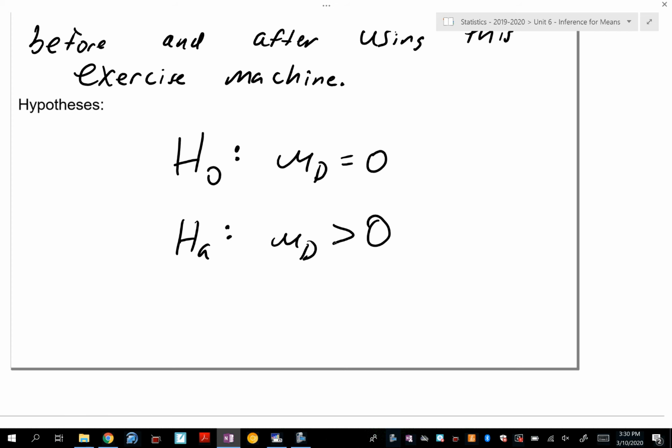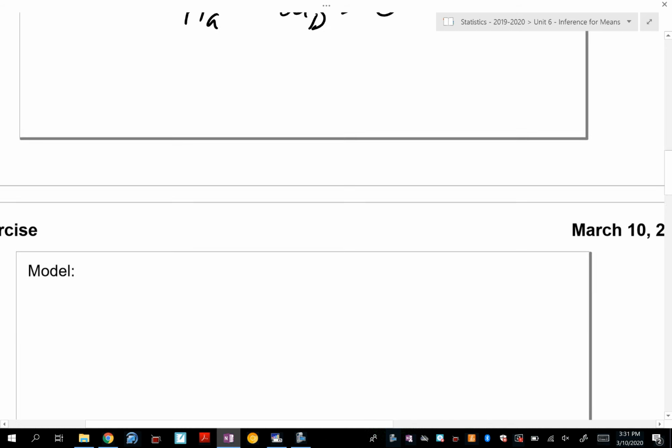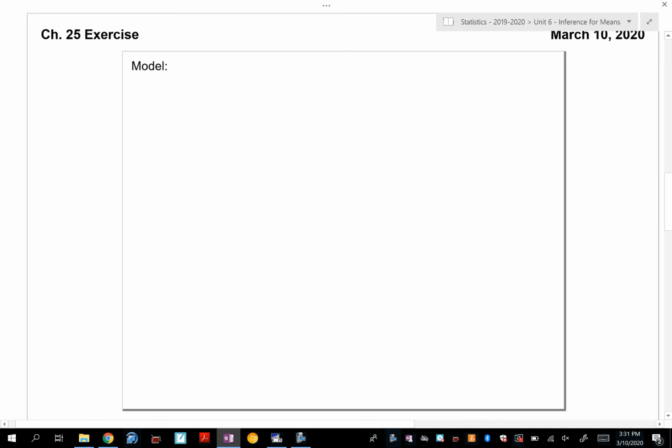All right, now it's time for, yes, the assumptions and conditions. Let's start with the paired data assumption. That's the new one. Let's lead off with that one. All right, who's got it?